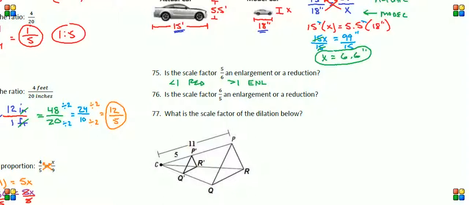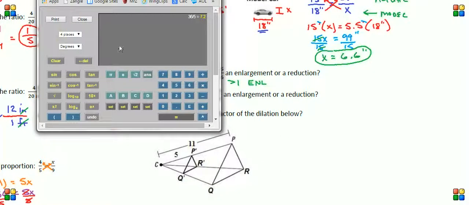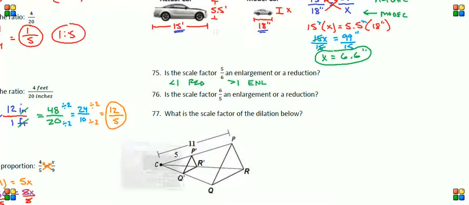So 5/6 is less than 1. If you have a hard time seeing that, just go ahead and plug that into your calculator. 5 divided by 6 equals, you can see 0.83 is less than 1. This is less than 1, and that means we know it must be a reduction. It's going to make a smaller copy, or our image is going to be smaller than our pre-image.